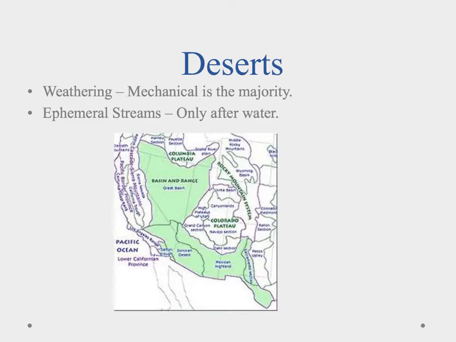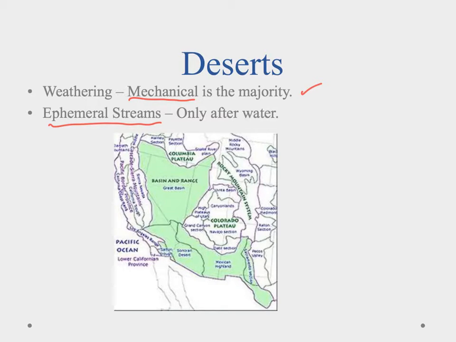We're still going to have weathering occur, but in deserts it tends to be more mechanical. We're not going to have as much chemical weathering because of the limitation in the amount of water that we have. However, there is going to be some, but the majority of it is going to be mechanical weathering. And then we'll also see the rise of ephemeral streams. And ephemeral streams occur only after we get the rains.